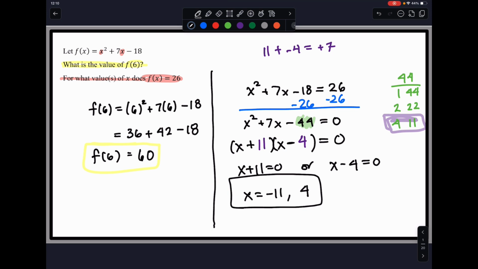So this is how you evaluate this quadratic function and how you find the values of x. Here there were two values of x that satisfy the condition that f of x has to equal 26.